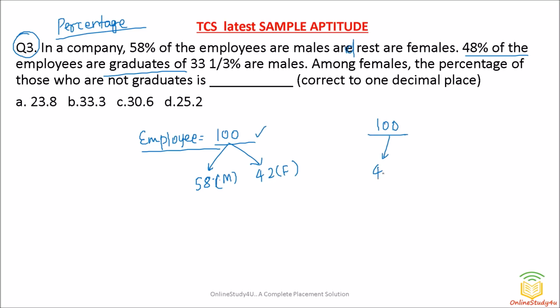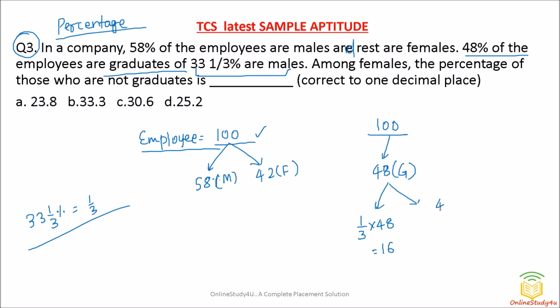48% are graduate. So 48% of 100 will be nothing but 48. So 48 are graduate. Now, of the 48% of the employees who are graduates, 33 1/3 percent are male. So friends, in my percentage session I have told you 33 1/3% is nothing but 1/3. So out of this, 1/3 is nothing but male. That means 16 is male.